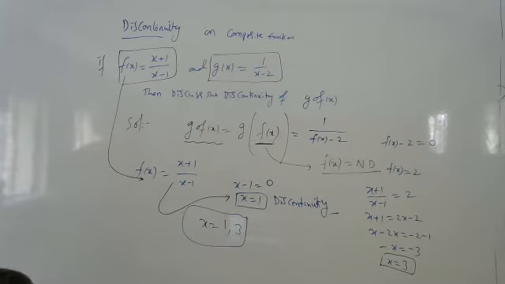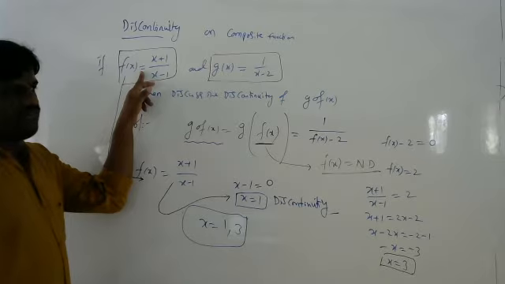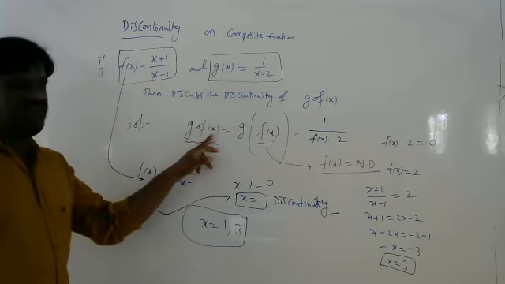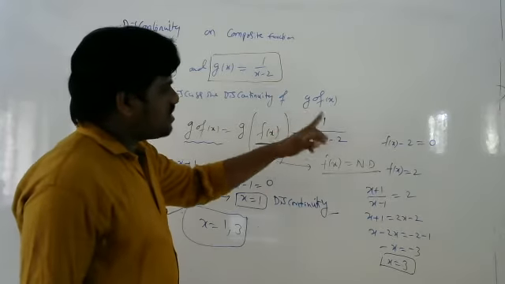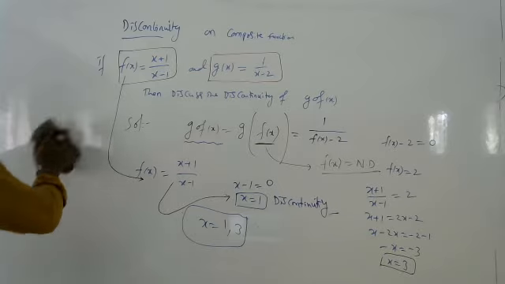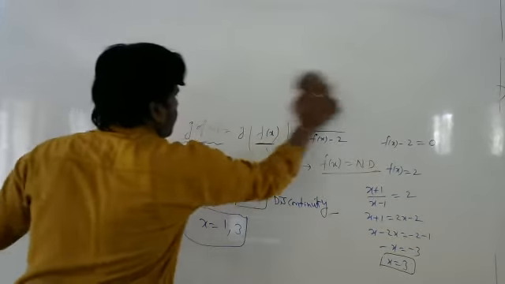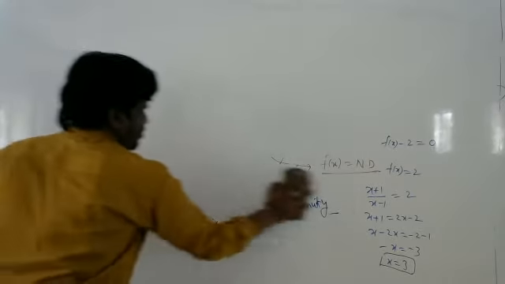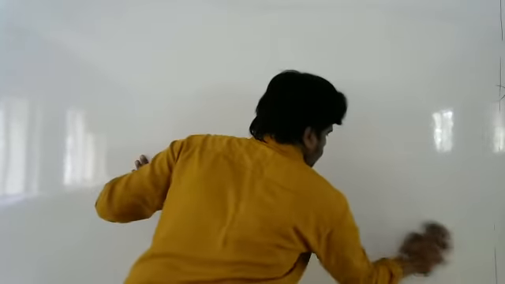Okay. If you want to check a composite function, wherever f of x is not defined, there g circle f of x is not defined. After substituting again, wherever the function is not defined, there you have to check the point of discontinuity. That's all. Next question.